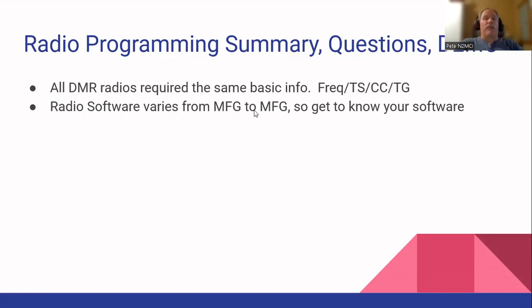The radio software does vary from manufacturer to manufacturer. One of the radios some of the guys had earlier on, I don't remember the name of it, you had to create a talk group listing for the receive side. Most radios now, you just put one talk group in and it does both transmit and receive, where this one you could have different talk groups for receive and different for transmit. So again, you have to know your radio and get to know your software.